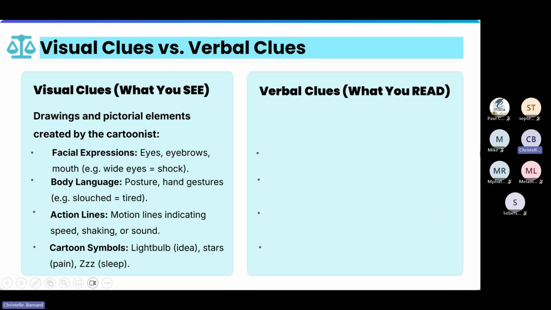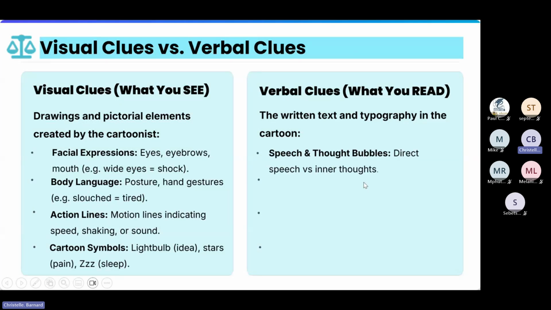The next one, verbal clues. Remember, that's what we read, the words and the things that we read. So that is the written text, the words, and typography in the cartoon. Now that's just a very fancy word for the types of letters. It is if it's bold, if it is in capital letters, the punctuation marks that are used.